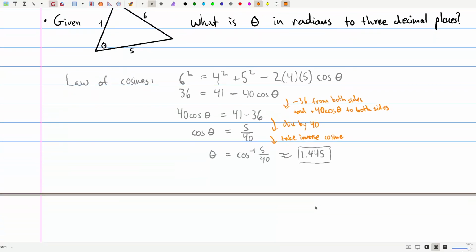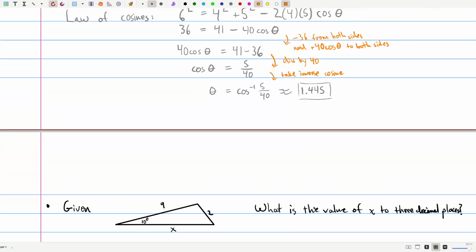So what is another sort of problem that we could have? Let's say that we have an angle, and we know that the opposite side length of that angle is 2. And also we know one of the adjacent sides, but we want to know what is the length of the other adjacent side.